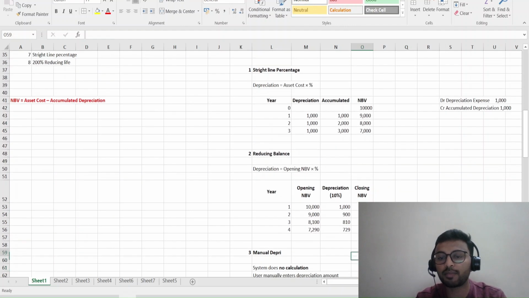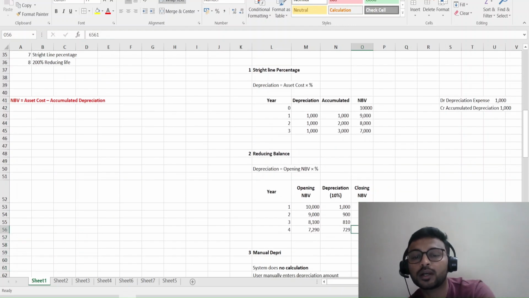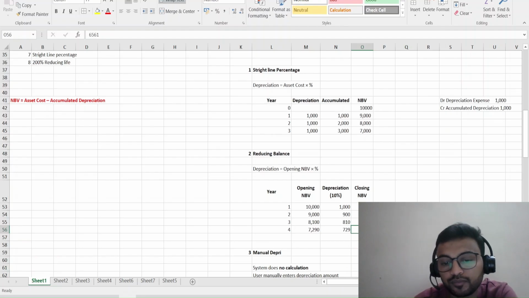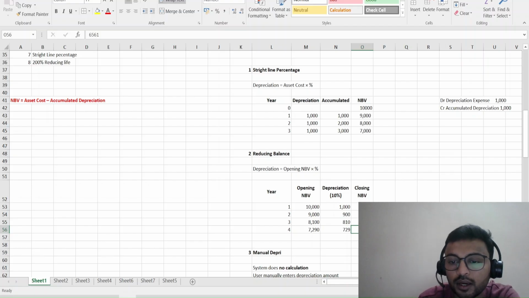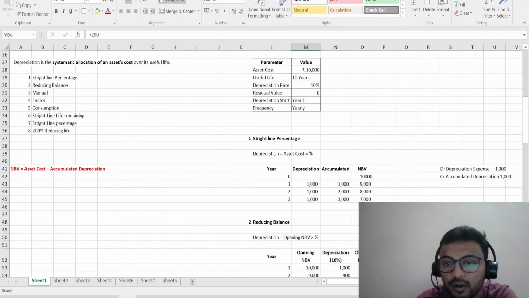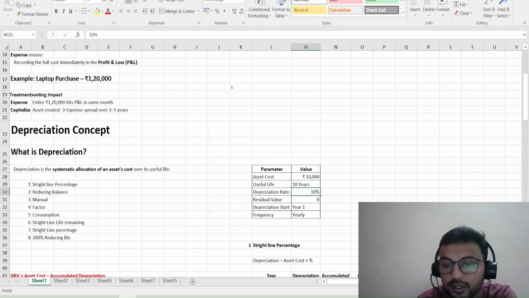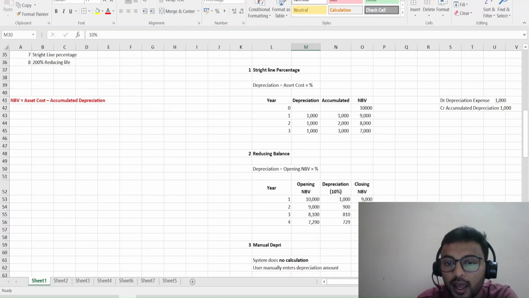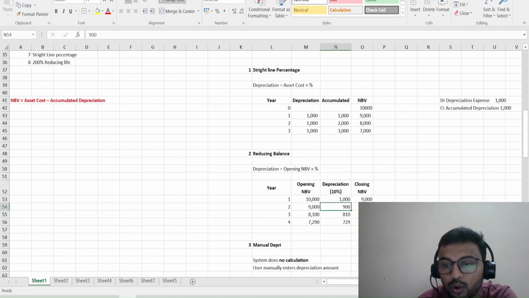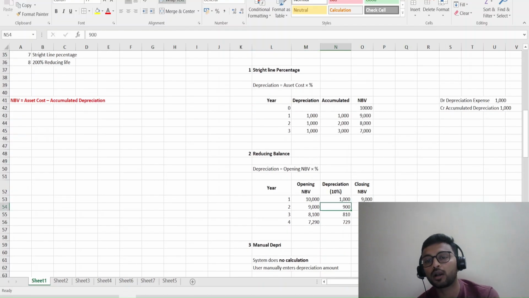So in the reducing balance method, it is important to understand the opening NBV, net book value. Every time the depreciation will be calculated based on the opening NBV and the percentage. Here we have this 10% rate, which is common for all the methods. This example is common, but we are understanding how the depreciation will work on different methods.